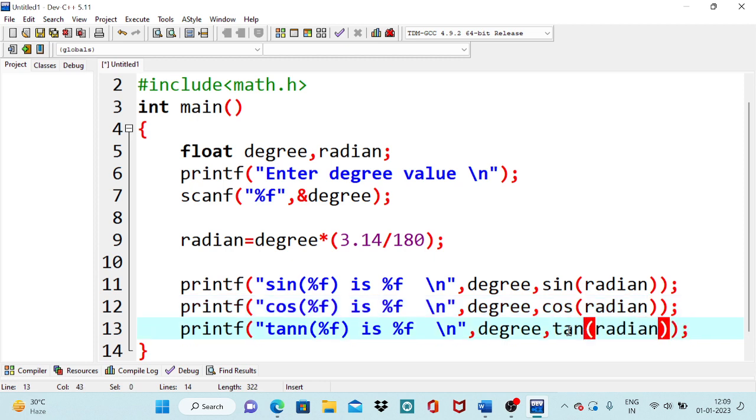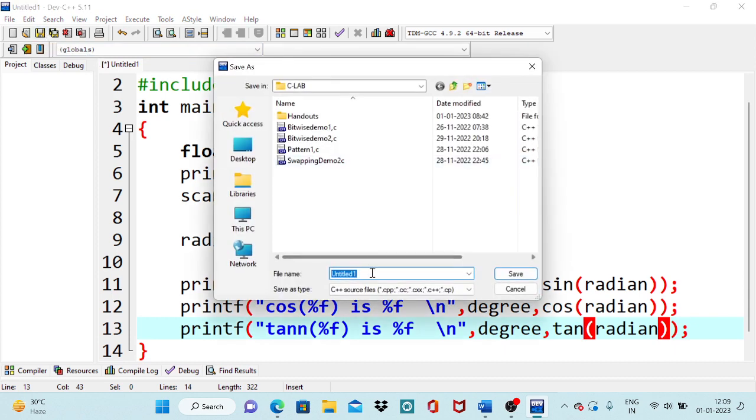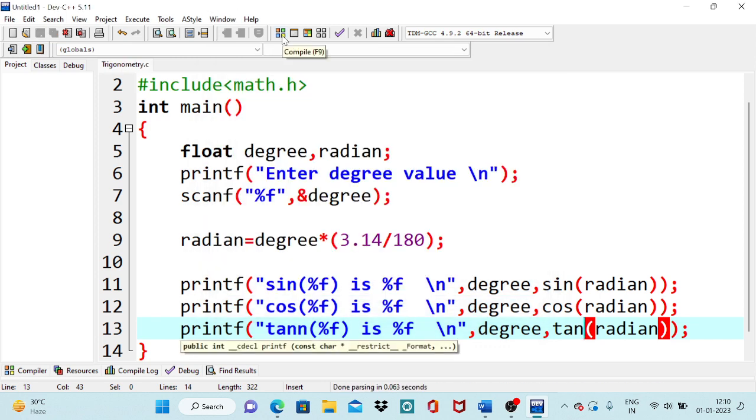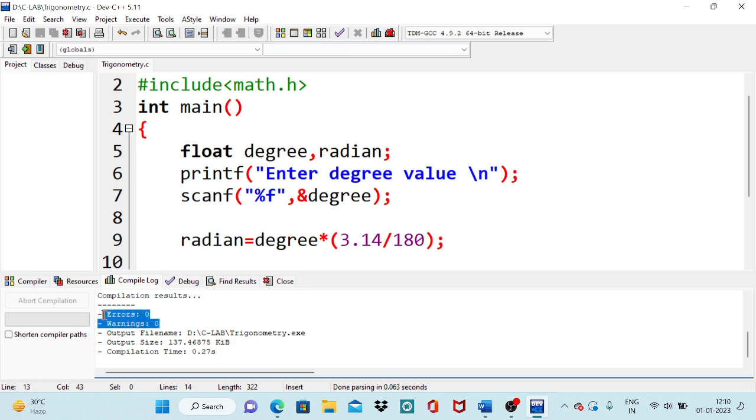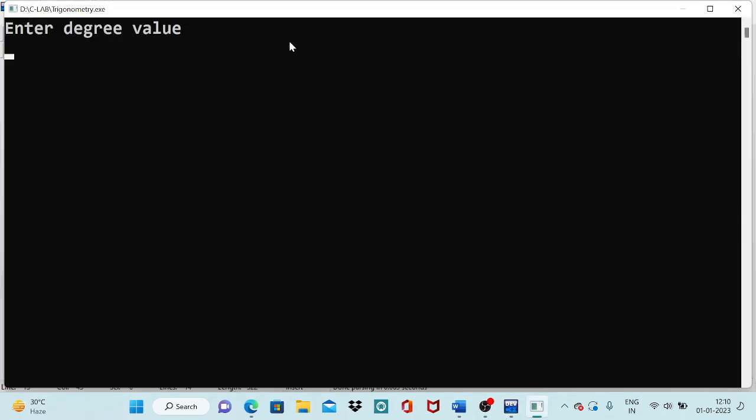That's it. Once our logic is completed, we need to save this with a .c extension. We need to compile this program to check for syntax errors. We don't have any errors. Now try to check the output. If you run the program, it will ask us to enter the degree value. Suppose I want to find out sine 30, cos 30, tan 30. I should enter 30 as input.